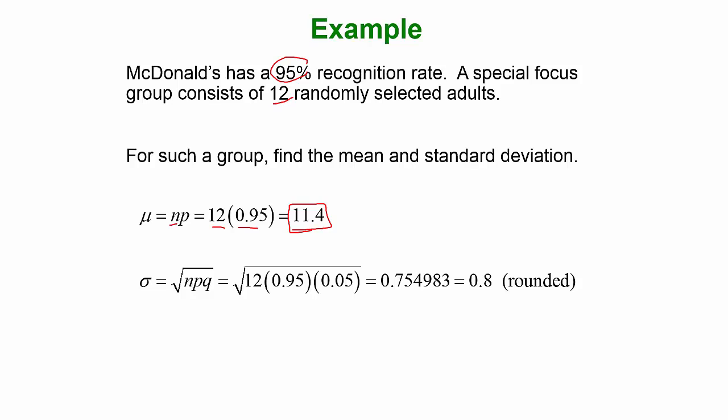The standard deviation, sigma, is equal to the square root of n times p times q. That's the square root of 12 times 0.95 times 0.05. So remember that if you know p, you subtract it from 1 to find q. When we type this in the calculator, it probably is better to type it using the multiplication symbol instead of those parentheses. So type it in like that, and then you'll get your standard deviation.